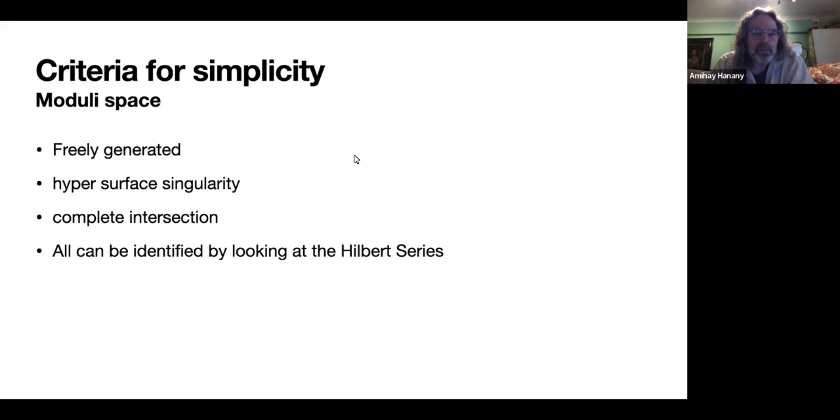Now, a main tool for studying those questions is to explicitly compute Hilbert series for those moduli spaces. And I will show some of the formulas that one can use when computing such functions. Any questions so far?